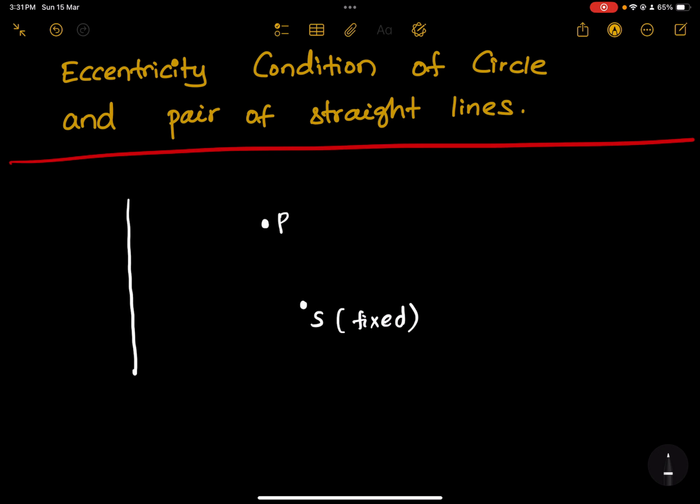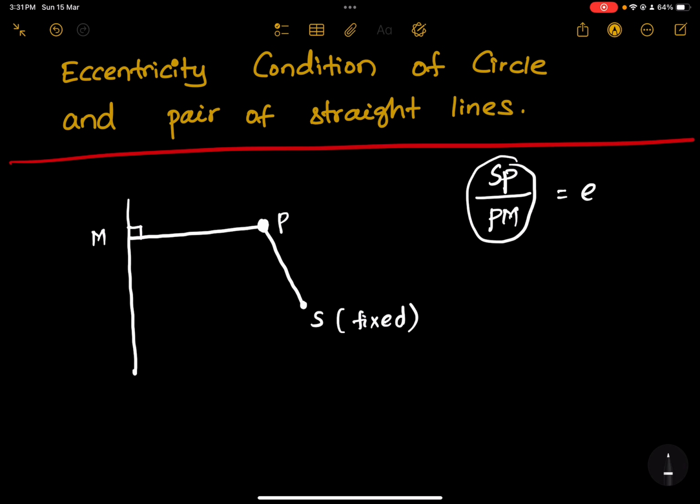Now, when you have these, let us say the distance between this random point P and the fixed point S is SP. And let's say the distance from P to this particular line is PM. All right. Now, depending on the ratio of SP and PM, we get different conics. So we represent this ratio as E. E is called eccentricity. That is the mathematical name given to it.